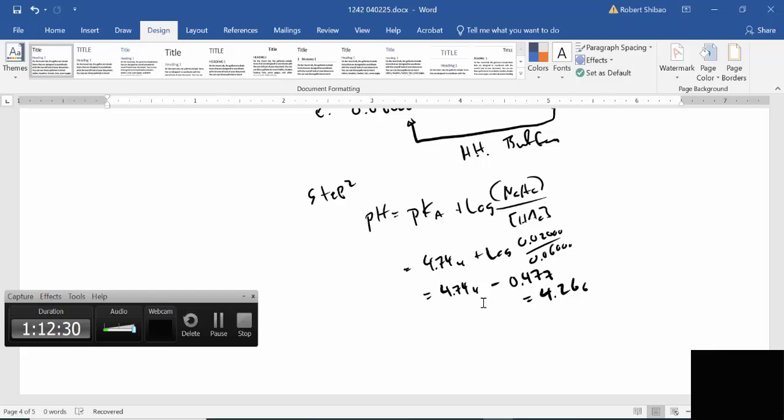That's quite a bit off. 4.74. What did you get for your log of 1/3? Well, it's negative 0.477, so 4.76 minus 0.477. 4.76? Maybe my writing's too off. It's 4.74. Yeah, this is supposed to be 4.744. So recalculate it.